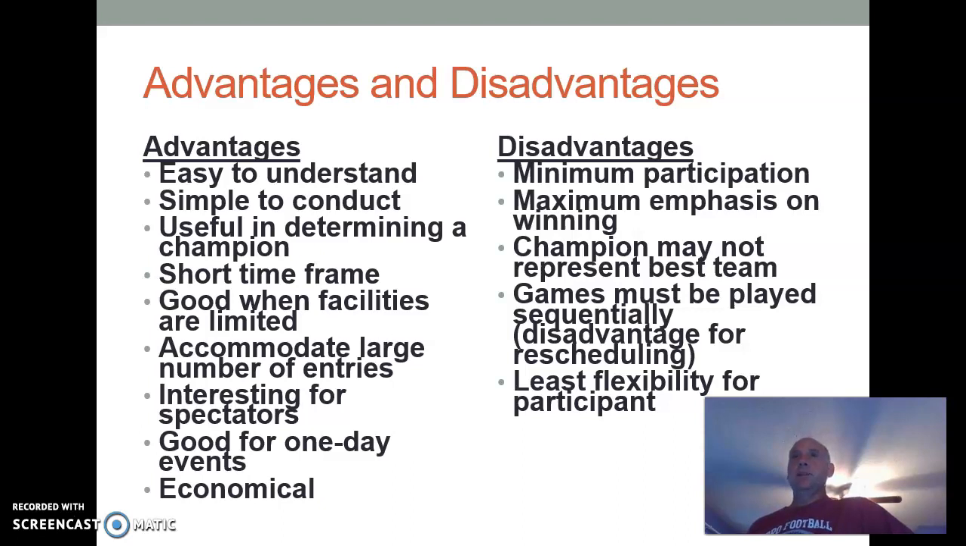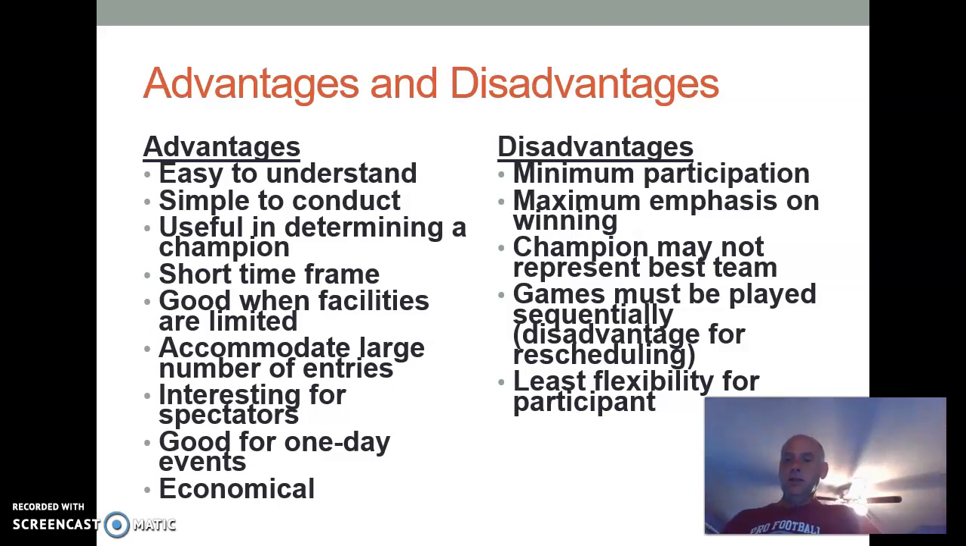The champion may not represent the best team. Every year there's that talk about how the best team might not have won because they got upset. They had one bad game and now they're done. It happens sometimes that a team goes undefeated throughout the whole season, plays in the tournament, and gets knocked out, or loses in the championship game. Maybe the best team didn't win, but the best team at that point in time won, right?